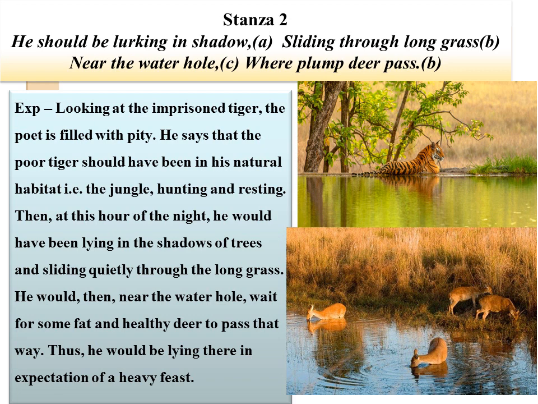Let's look into the explanation. Looking at the imprisoned tiger, the poet is filled with pity. He says that the poor tiger should have been in the natural habitat, that is, the jungle, hunting and resting. Then, at this hour of the night, he could have been lying in the shadows of trees and sliding quietly through the long grass. He would then, near the waterhole, wait for some fat animal, maybe a fat deer, passing by. Thus, he would be lying there expecting a fat meal.